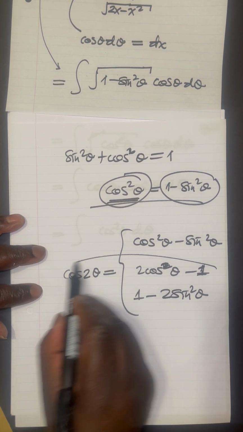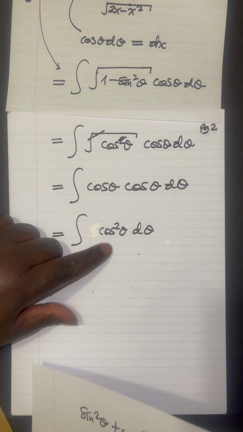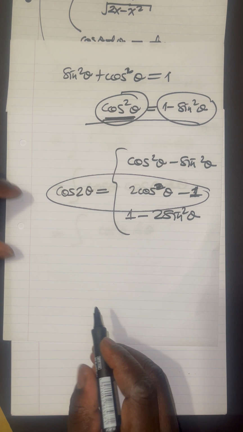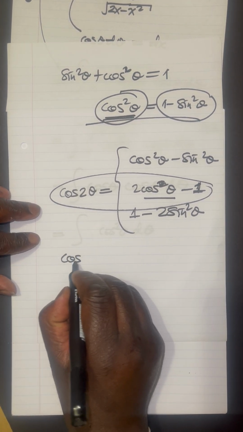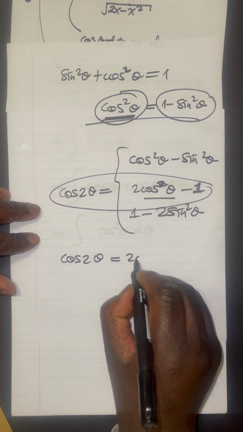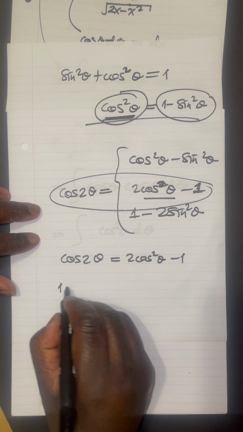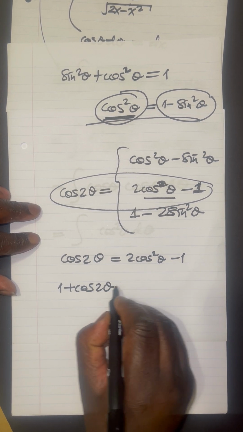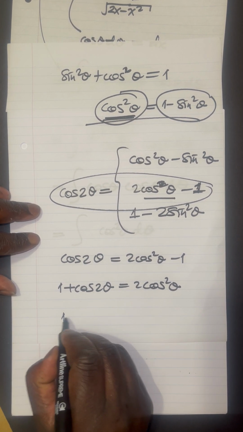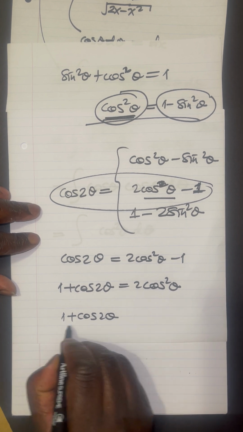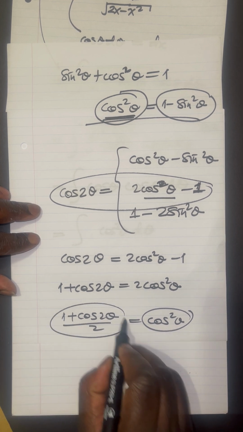Now, we're going to take this part here. Why? Because we have cos squared of theta here. So we need this part. And what we need to do is to make this subject of formula as follows. So we're going to say cos of 2 theta is equal to 2 cos squared of theta minus 1. Adding 1 on both sides, we're going to have 1 plus cos of 2 theta equals 2 cos squared of theta. Dividing by 2 both sides, we're going to have 1 plus cos of 2 theta all over 2 equals cos squared of theta. So that one here must be replaced by that.